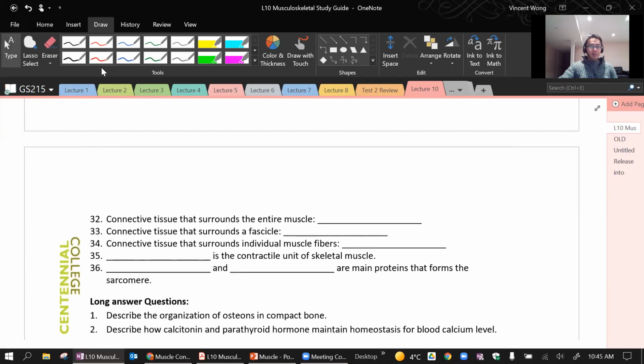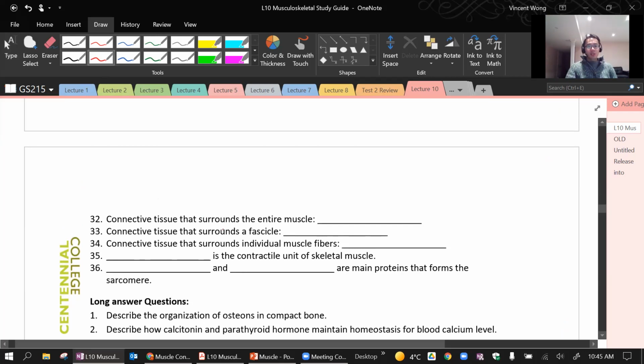Okay, filling in the blanks. Connective tissue that surrounds the entire muscle. I must have said it like 5-6 times. Right? The epimysium. Surrounding the fascicle is the perimysium. Surrounding the individual fibers, that's the endomysium.